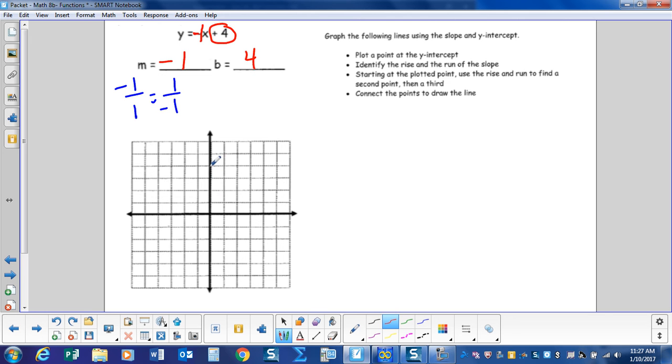I'm going to start at my y-intercept, which is 4. 1, 2, 3, 4. And now I'm going to apply the first slope. I'm going to fall 1 and run 1. Fall and run, fall and run. And now I'm going to apply the second one. I'm going to rise and go to the left. And then I'm going to connect my dots.